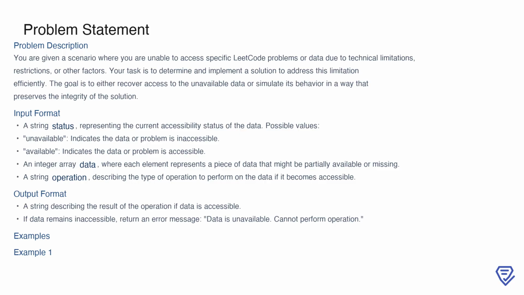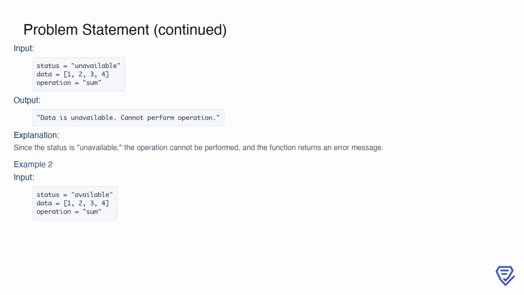Your task is to return the result of the operation if the data is accessible. Otherwise, you'll return an error message indicating the data is unavailable. Let's look at an example to clarify how this works.